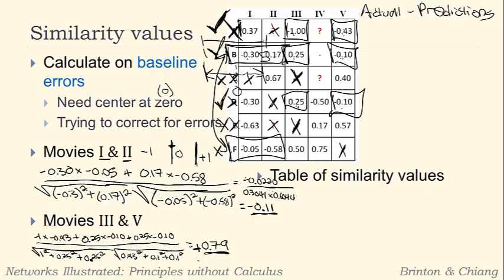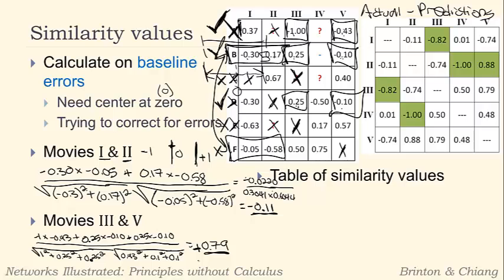So now we can use this and we can come up with a full table of similarity values. And here I'm tabulating this. This is the similarity between 1 and 2. You can see the similarities between also 3 and 5, 0.79 we just found, and so on.